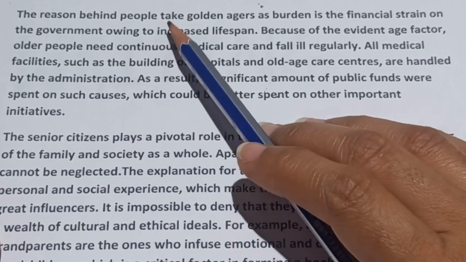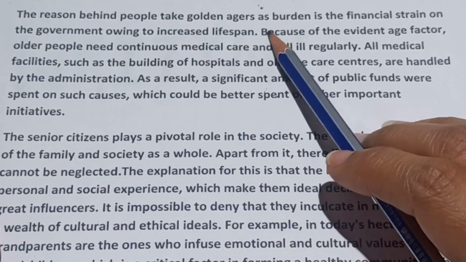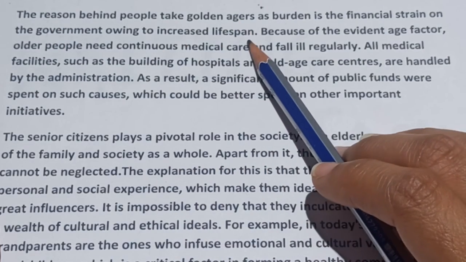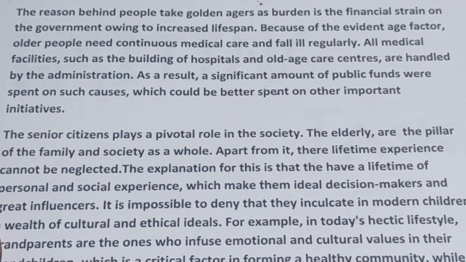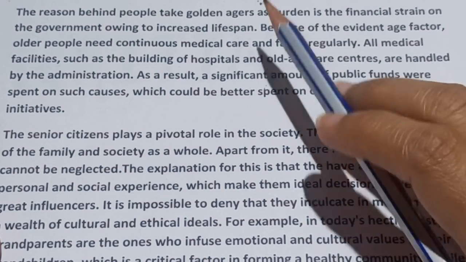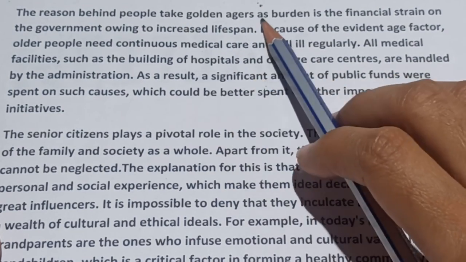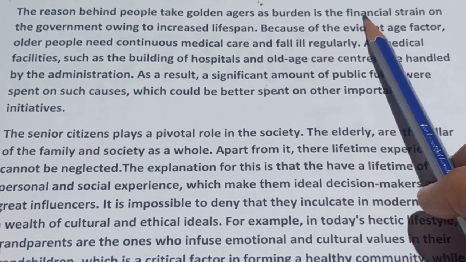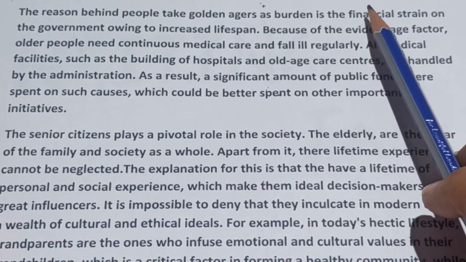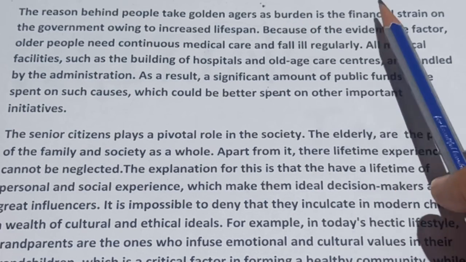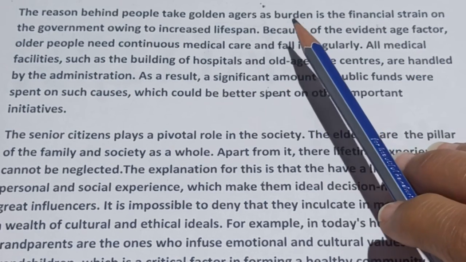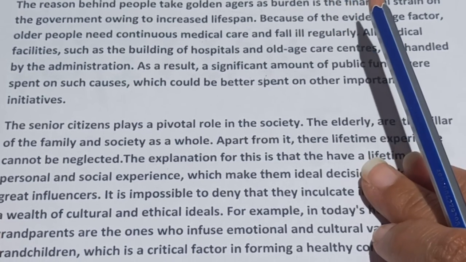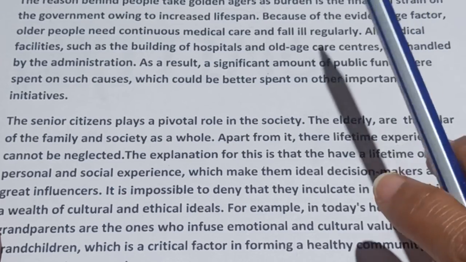Now, the reason behind people taking golden agers as a burden is the financial strain on the government owing to the increased lifespan. Now, why they think that older people, or we are saying golden agers, this we can use for the old age people, okay? So they think that it will be a kind of burden, as the burden is the financial strain on the government because of the increased lifespan. Because what will be the strain and what will be the burden?